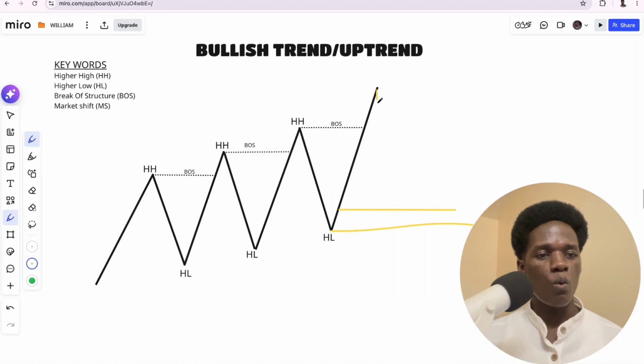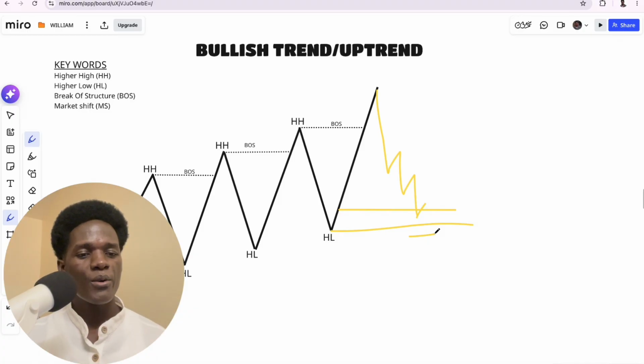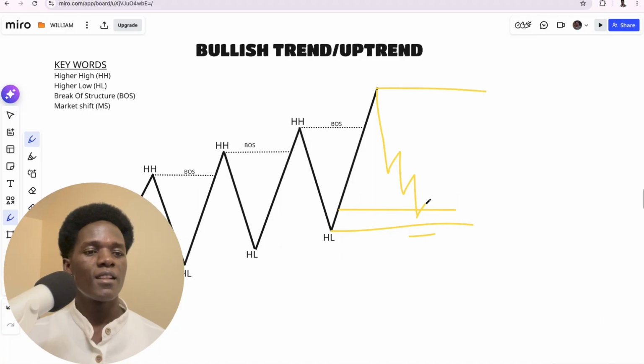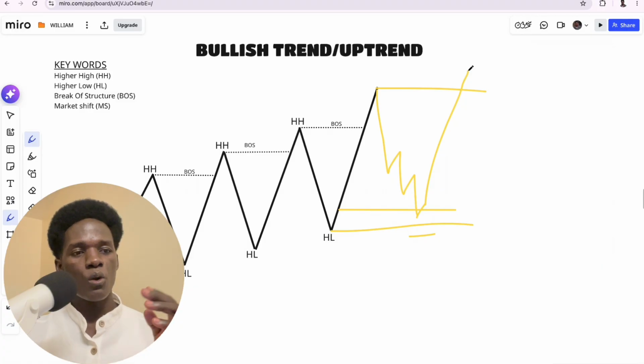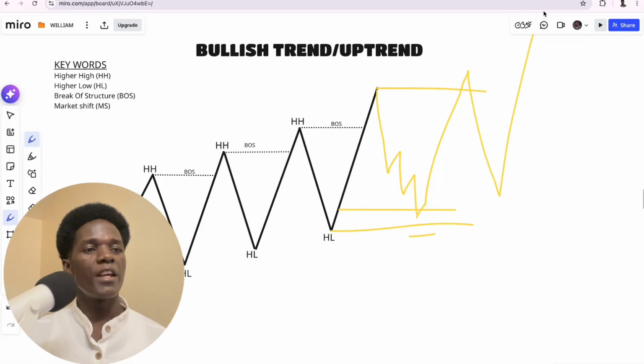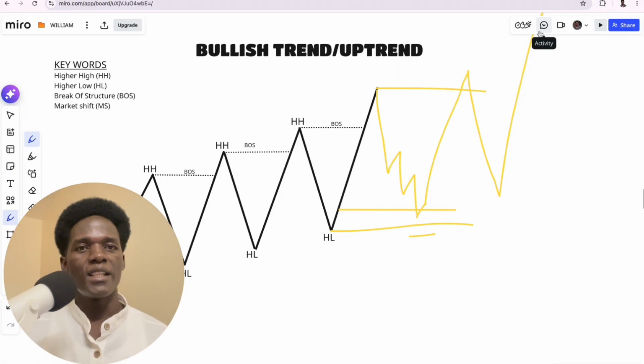So we wait for price to come back to retest our fresh higher low. When price comes back and we test our fresh higher low, we get the confirmation, we enter, we place our stop loss below the higher low, and then target this higher high, because we are expecting the price to continue going up, creating higher highs and higher lows, just like that.